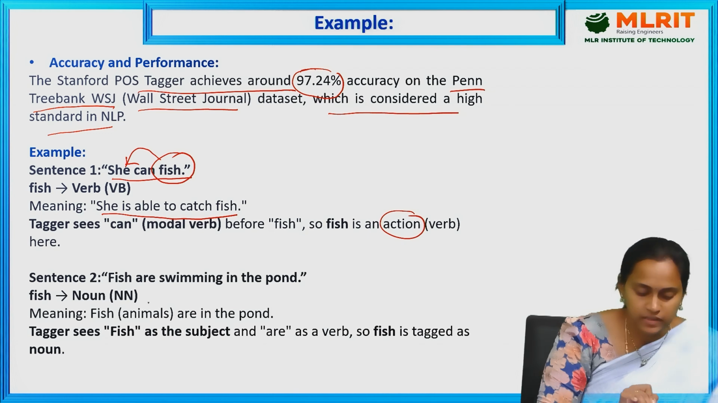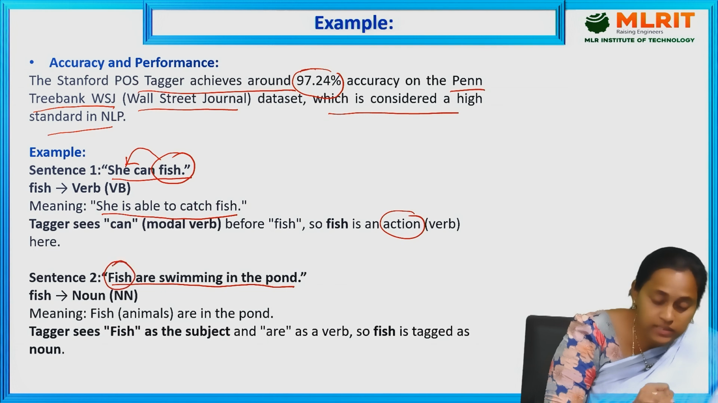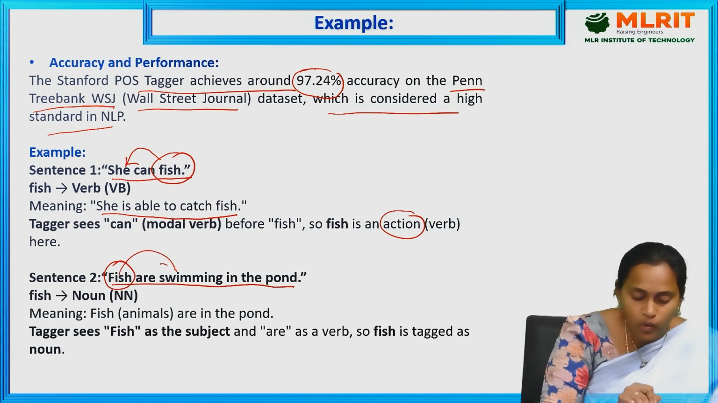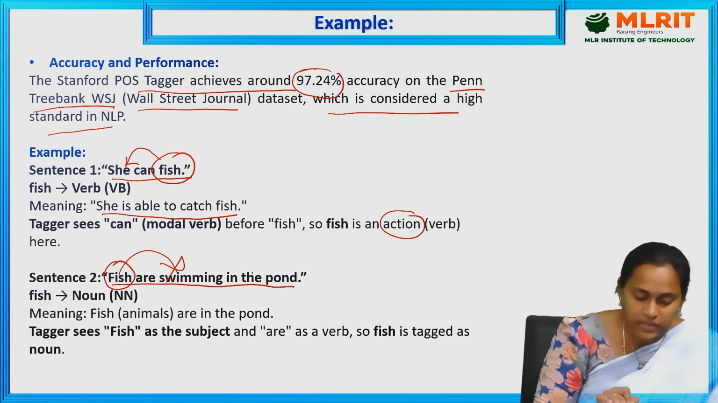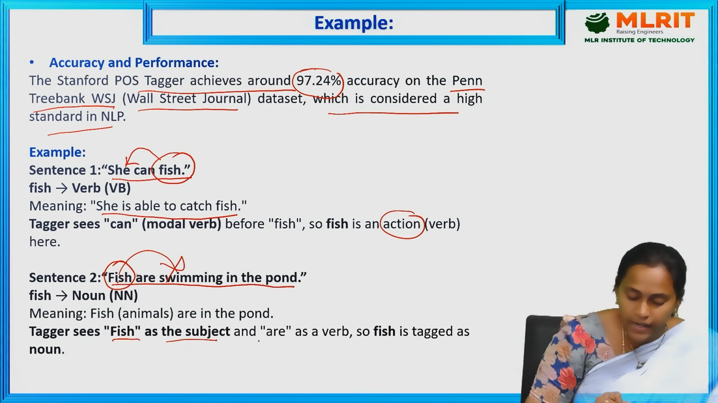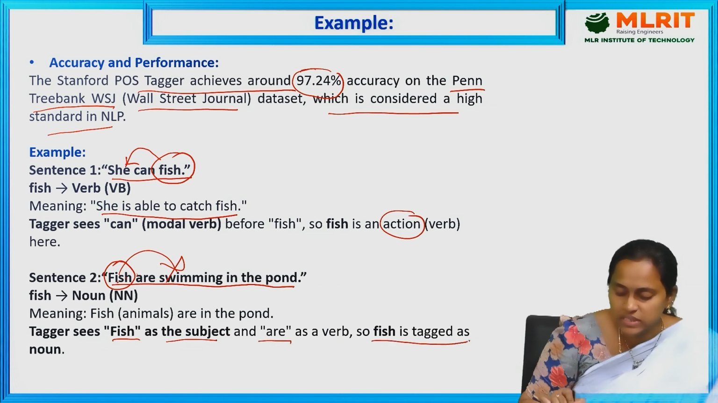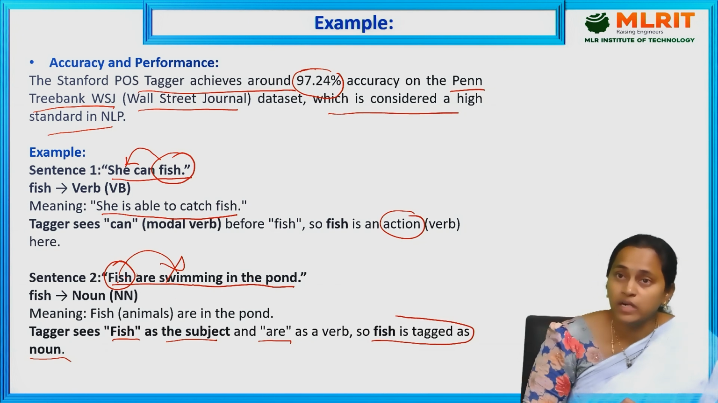Let's see the second sentence: fish are swimming in the pond. Here fish acts as a noun, because let's see the following word. These fish are the animals. Here it depends on the surrounding text. Fish are swimming in the pond, because fish here is a noun. The following word is swimming, right? Swimming means animals are swimming. So fish is the animal. The tagger sees fish as a subject and not as a verb. So fish is tagged as a noun. The Stanford tagger tool will do this.